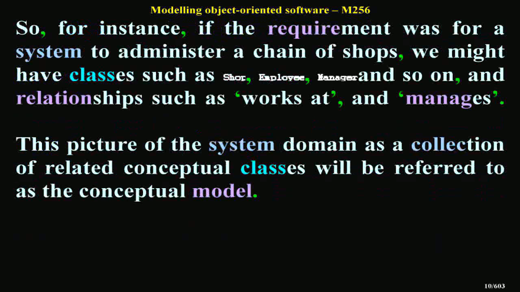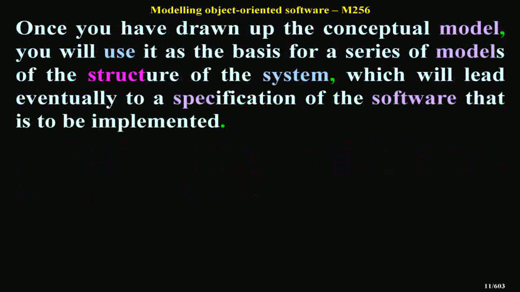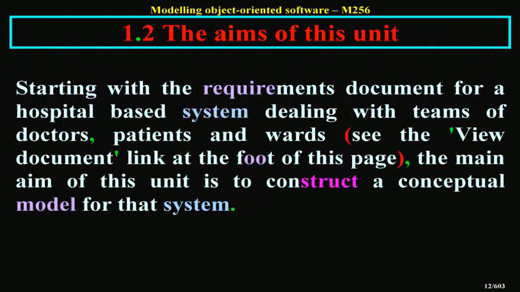This picture of the system domain as a collection of related conceptual classes will be referred to as the conceptual model. Once you have drawn up the conceptual model, you will use it as a basis for a series of models of the structure of the system, which will lead eventually to a specification of the software that is to be implemented. 1. 2. The aims of this unit.